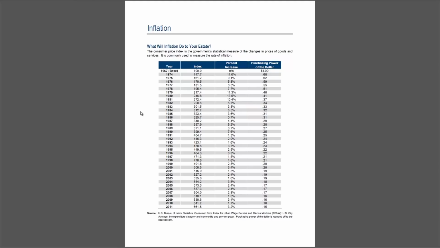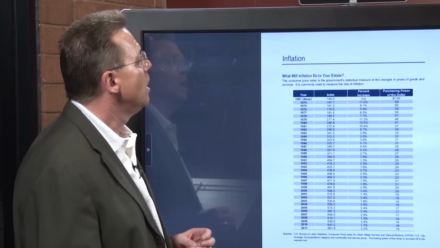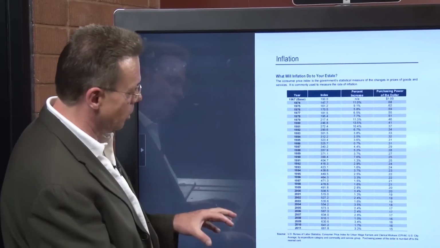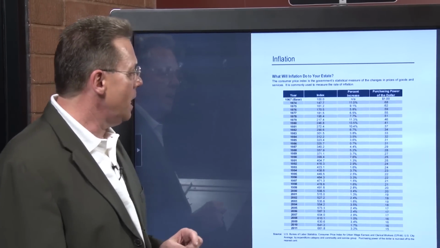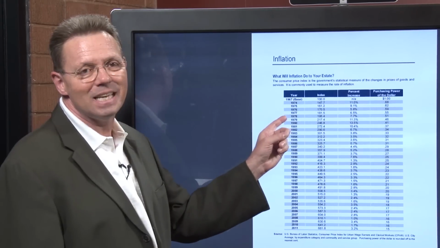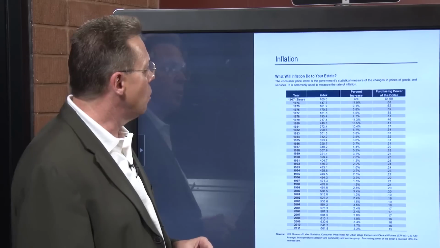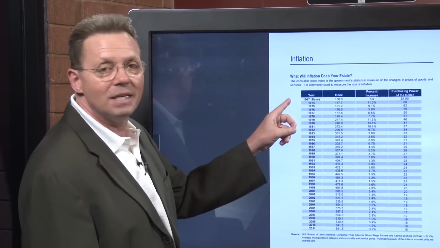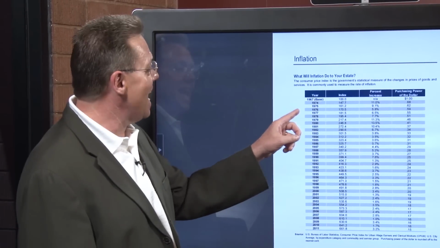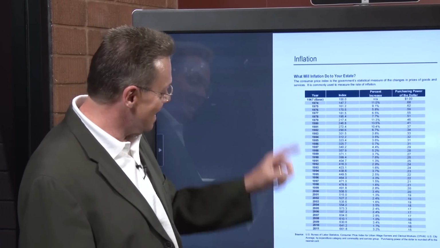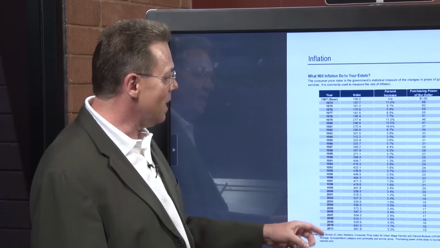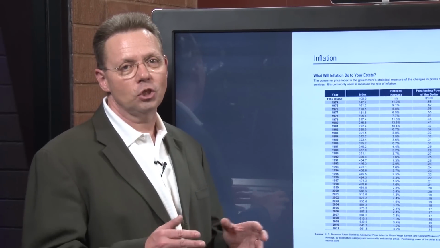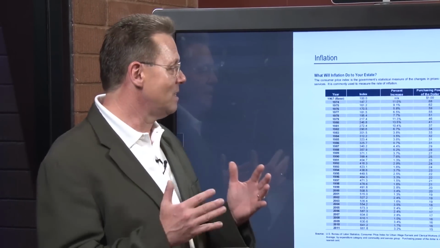Well, they take the Consumer Price Index, which is the government statistical measure of the change of prices of goods and services. It's commonly used to measure the rate of inflation. Now, interestingly enough, it goes all the way back to 1967, which they're using now as their baseline. So let's go forward all the way out to 2011: $1 from 1967, now in 2011, about a 50-year period, that dollar is worth 15 cents. That's how much erosion inflation has done to the dollar.